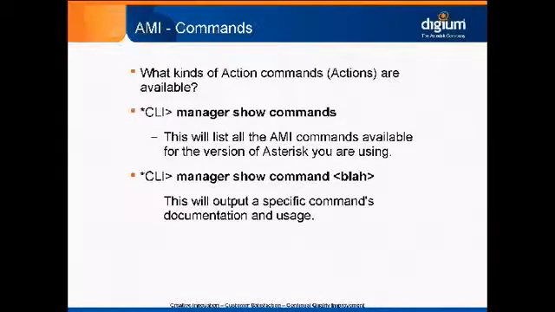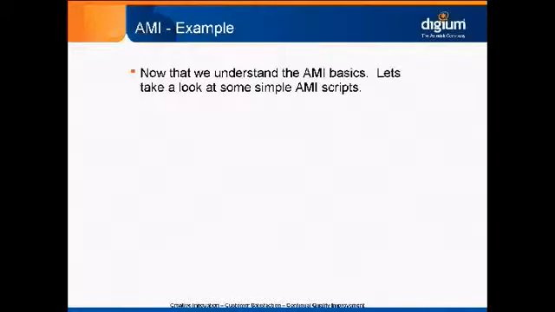So what action commands are available? If you're in the CLI, the best way to see this is the manager show commands CLI command, and that's going to show you everything that's available for your Asterisk version, which is going to change between versions. Usually commands don't disappear, but more are going to be added. And if you want specific documentation about a command, you can do manager show command, followed by the name of the command. Okay, so now that we know the basics, let's look at a simple AMI script.